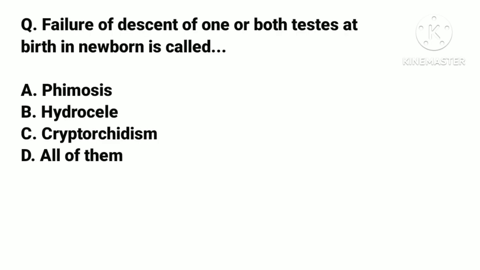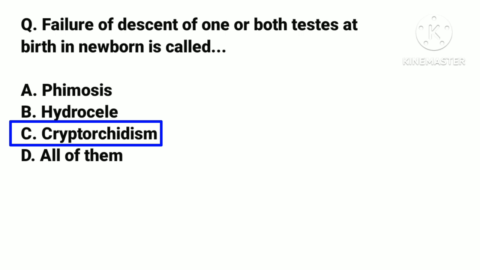Failure of descent of one or both testes at birth in a newborn is called: A. Phimosis, B. Hydrocele, C. Cryptorchidism, D. All of the above. And the correct answer is C.